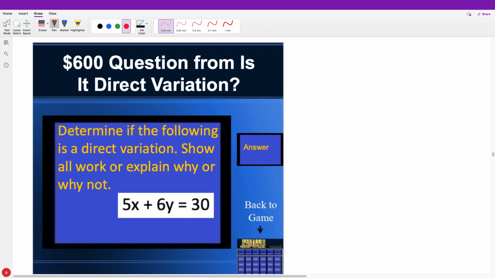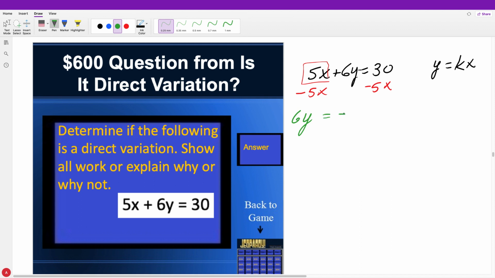All right, so for this problem, we're given 5x plus 6y is equal to 30. Once again, our goal is to see, can we rewrite it as y is equal to kx? So if I want to start isolating my y, I see that this 5x is being added to it. Even though it doesn't say plus 5x, it's a positive number, so it's being added. So I would need to subtract this 5x from both sides. So now I get 6y is equal to negative 5x plus 30. And then from here, to isolate that y, we need to divide by 6.